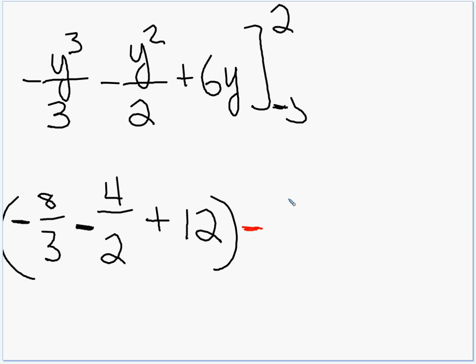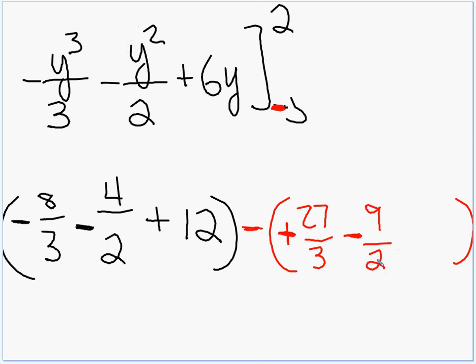And now we're going to subtract our lower limit evaluated. Now careful here, mind this negative. So we have a negative, and then -3 cubed is a -27. So that'll change this to a plus 27/3. Minus, now here the -3 jumps in, the negative is squared away. This just becomes minus 9/2. And then the -3 times 6 will become a minus 18.